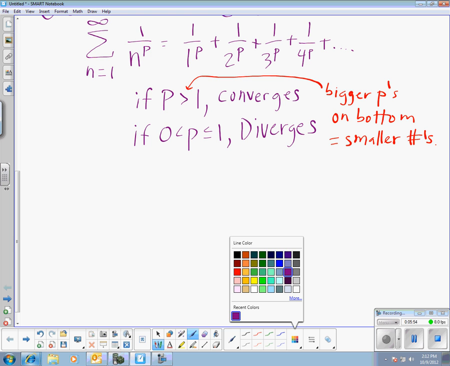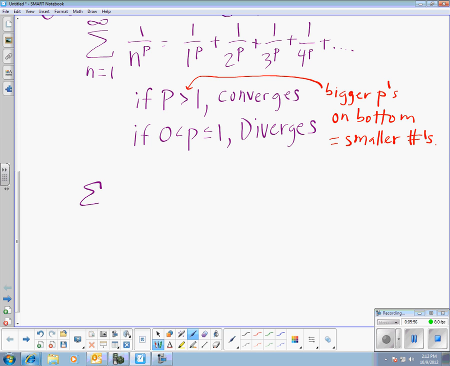If I give you the sum, as n goes from 1 to infinity, of 1 over n squared. Okay, this is definitely a p-series. It fits perfectly into the mold. It would be 1 over 1 squared plus 1 over 2 squared plus 1 over 3 squared, and so on. So that would be 1 plus a fourth plus a ninth.